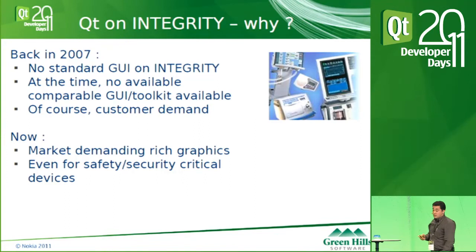All right, so we needed Qt on Integrity. Why? First of all, there was no, and there is still no, standard GUI on Integrity. We have multiple solutions going from the low-end 150 kilobyte GUI toolkit up to an OpenGL stack and Qt and multiprocess installation. Likewise, at the time, there was no comparable toolkit available, and in my opinion, there is still no portable toolkit that compares to Qt. And why do we need that? Well, our customers were asking for that.